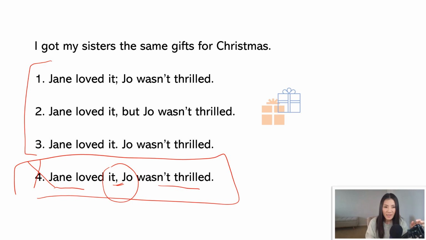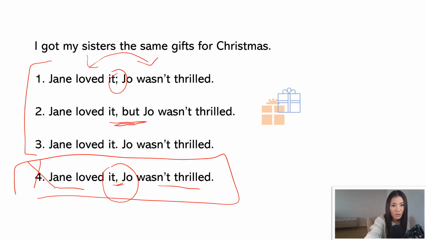The first one again, "Jane loved it; Joe wasn't thrilled." This is a perfect place to use a semicolon because these two sentences, these two ideas, are very much related. Therefore, I can use a semicolon here. Number 2 says, "Jane loved it, but Joe wasn't thrilled." Of course, this is also grammatically correct, but if you don't like the sound of the word "but" there, and you like the sound of this, then go for number 1.